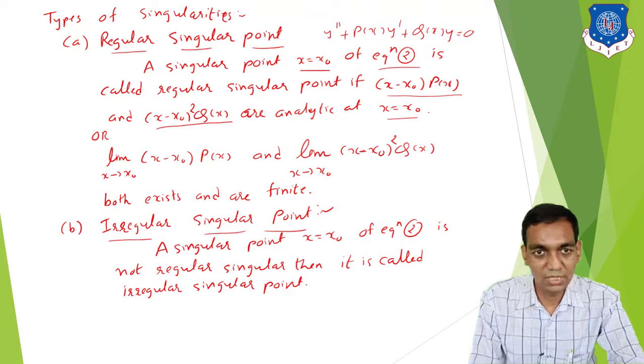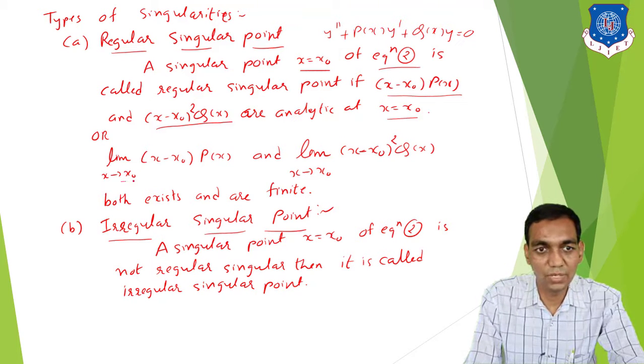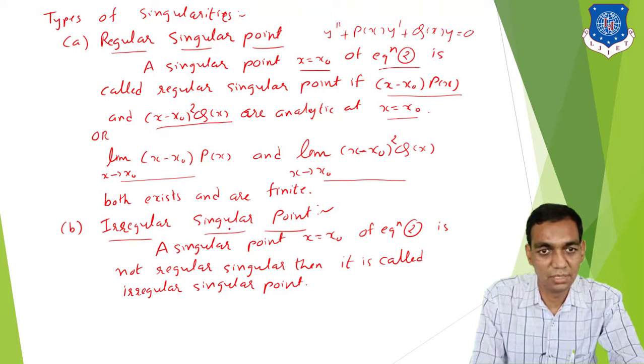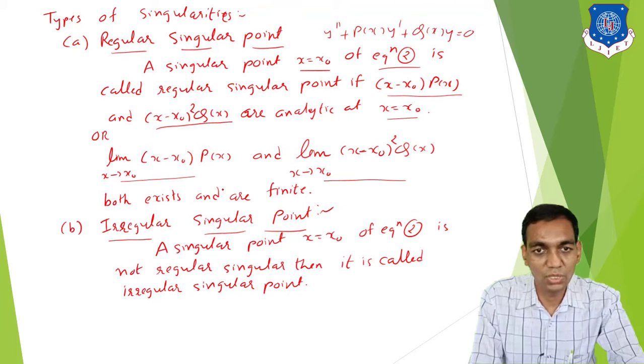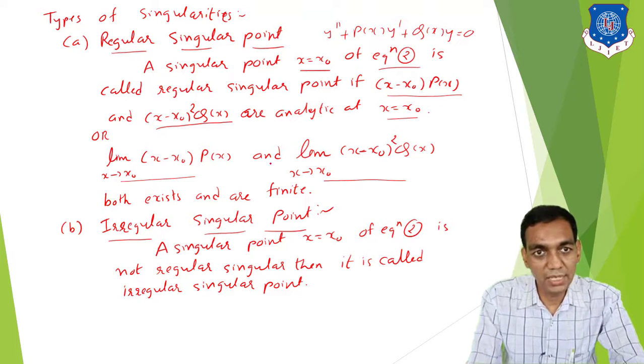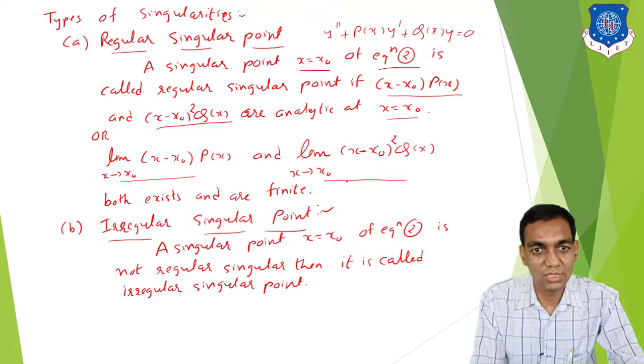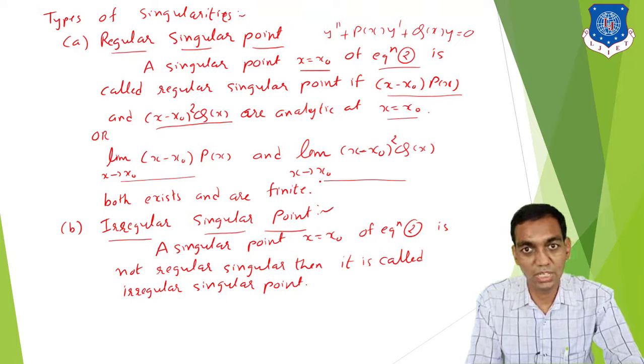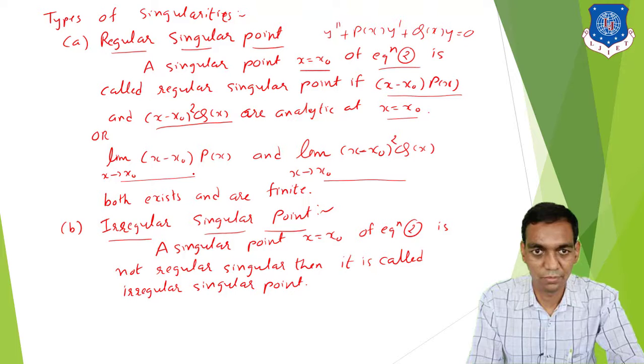So please remember, for regular singular points we find these two limits. If both limits exist and both are finite, then the point x0 is said to be a regular singular point. And for each singular point, you have to do the same process.